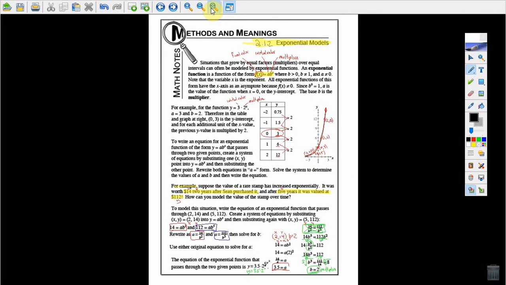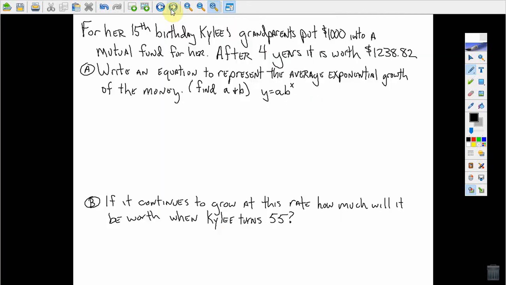So for your question at the end of this video, I have: for her 15th birthday, Kylie's grandparents put $1,000 into a mutual fund for her. After 4 years, it was worth $1,238.82. Write an equation to represent the average exponential growth of the money. In other words, find a and b, and then plug it into y equals ab to the x.